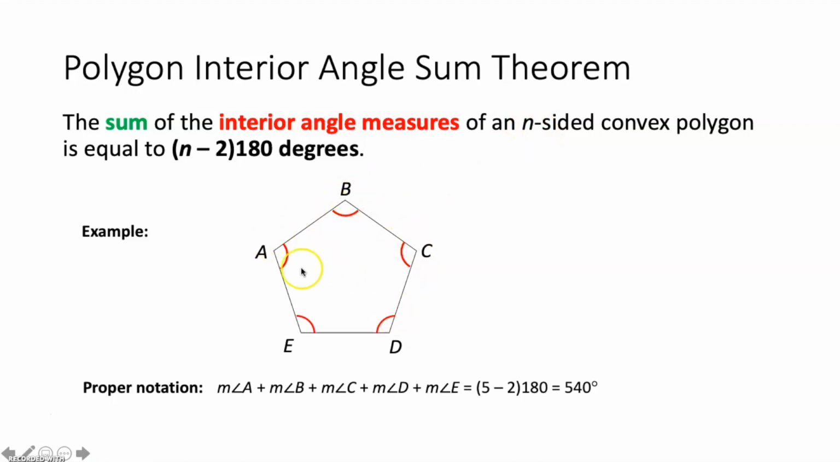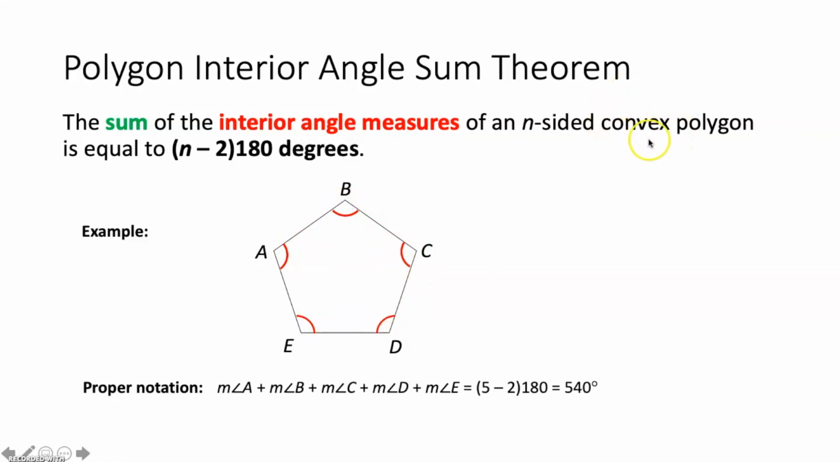So here in this particular figure, we have 1, 2, 3, 4, 5 sides. So if I wanted to figure out the measures of all of these angles added up together, I would plug in 5 for n in this formula. And you see, if I were to do that down here, 5 minus 2 gives you 3 times 180 gives you 540 degrees. Therefore, the measures of each of these angles added together is equal to 540 degrees.